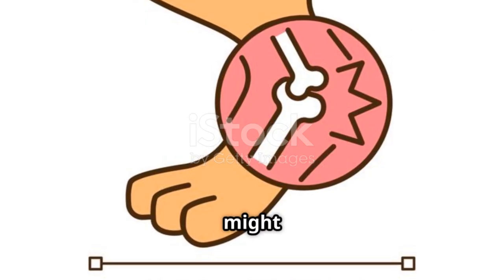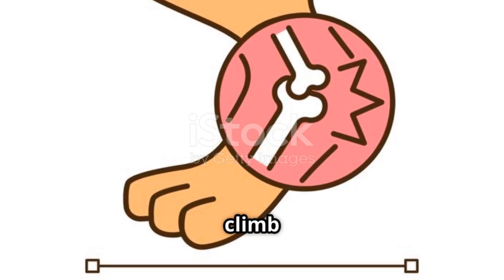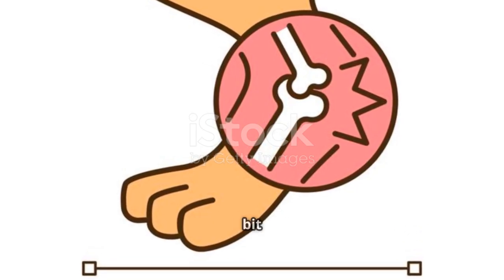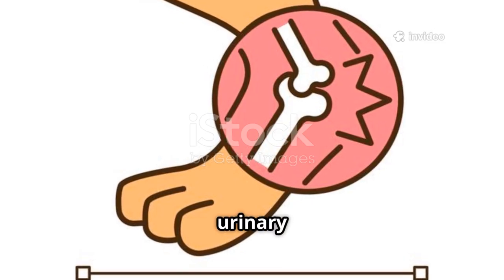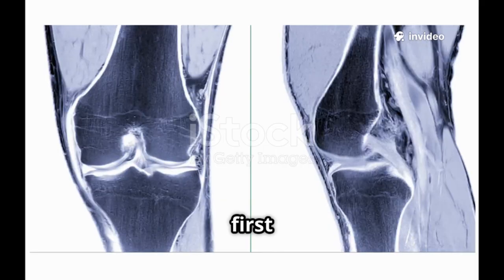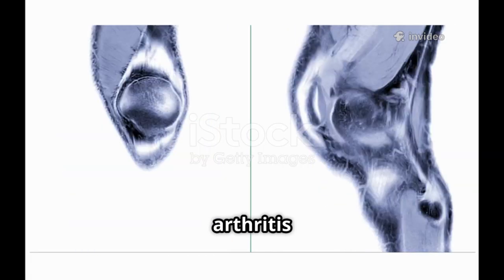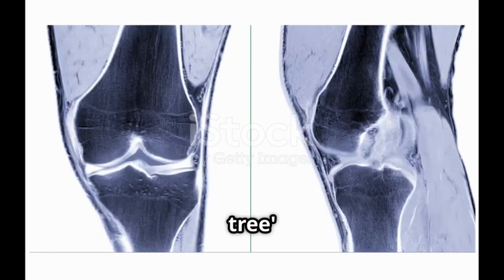The classic phrase you might hear is "can't see, can't pee, can't climb a tree." It's a memorable, if a bit blunt way to describe the 3 core areas affected: the eyes, the urinary tract, and the joints. The first and most defining symptom is the arthritis itself, the can't climb a tree part.